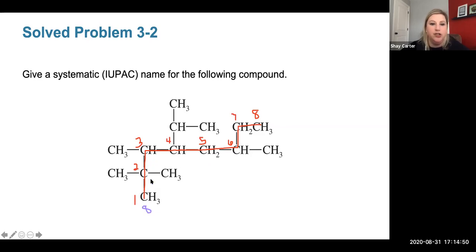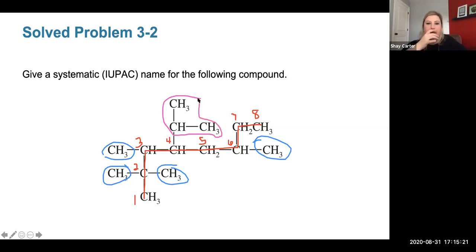And let's talk about our different substituents. So I'm going to circle methyl groups in blue. Okay, so here's a methyl group, here's a methyl group, here's a methyl group, and here's a methyl group. Okay, and then this guy here is an isopropyl group. Okay, so now that we've organized all of our substituents, we've named our parent chain, it's going to be octane.